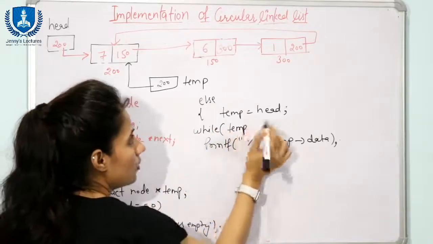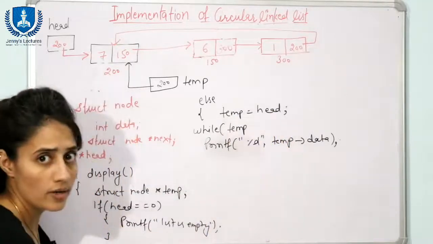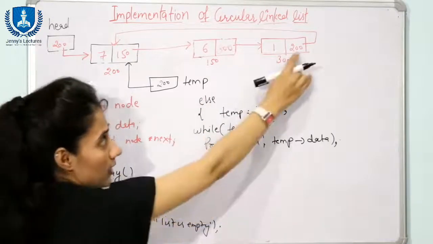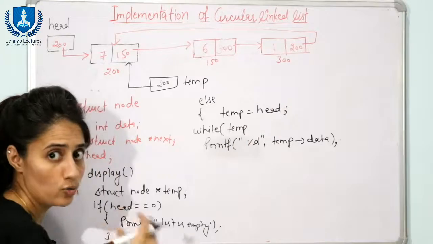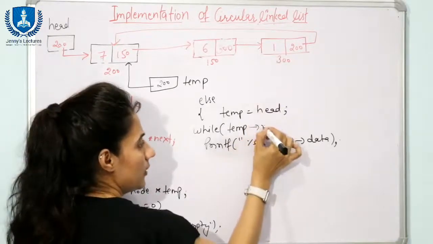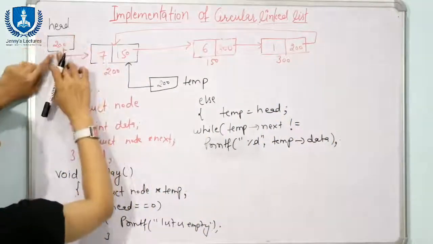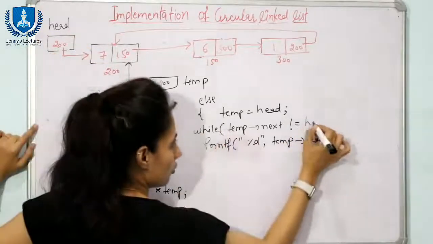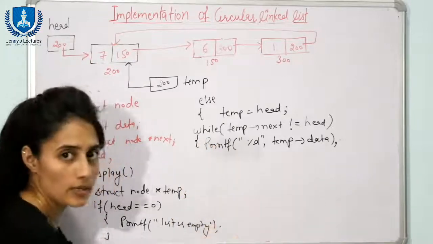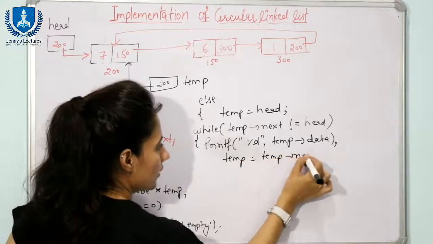See, I can write a condition on this part. Here we have 200, and 200 is the address of this first node. It means we have reached the last node if I write 200 here. So you need to write something like this. Suppose at some time temp reached here, so I can write temp next not equal to head, because head is containing this address. Till then we are going to print this, and after printing we will move temp. Temp is equal to temp of next.